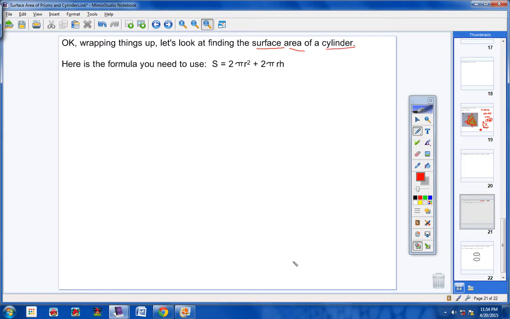If I ask you to find the surface area of a prism, it is 2 capital B plus capital P little h. Capital B is the area of the base, capital P is the perimeter of the base, little h is the height of the prism. If I ask you to find the surface area of a cylinder, here's the formula you would use. So please copy that in your notes: 2 pi r squared plus 2 pi rh. We're going to do this quickly and we're finished.